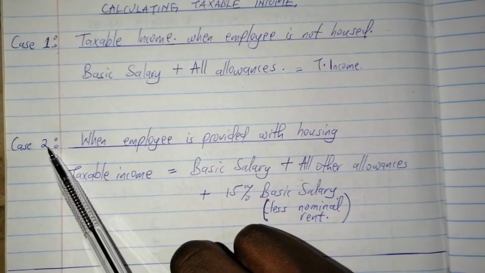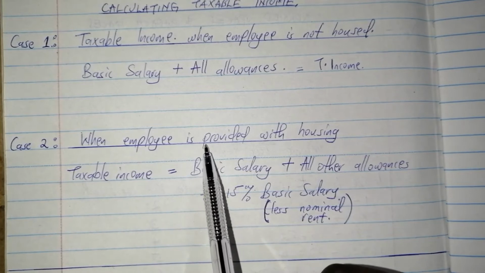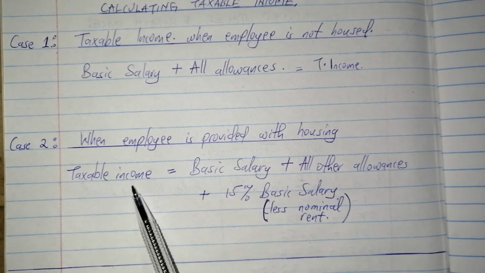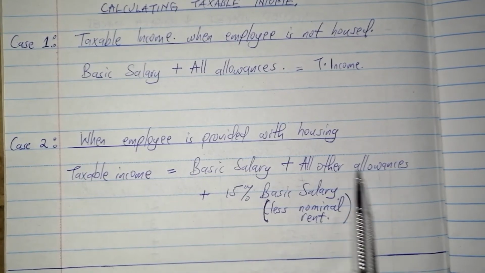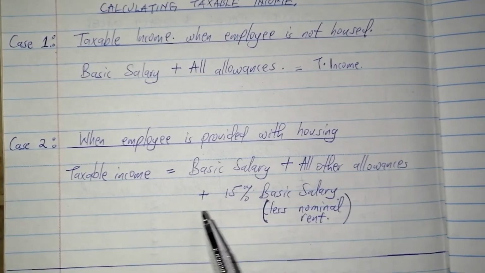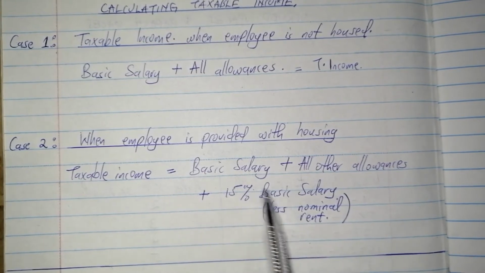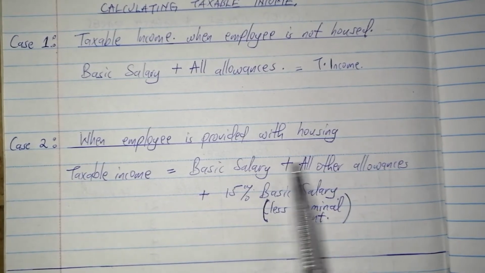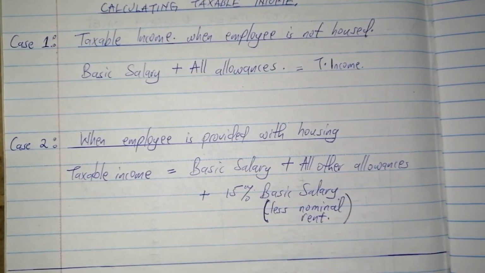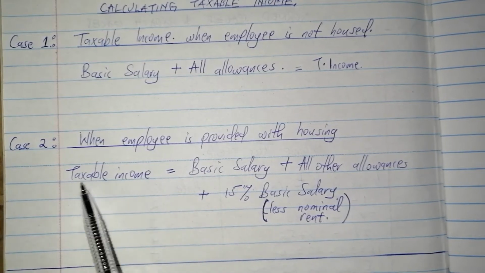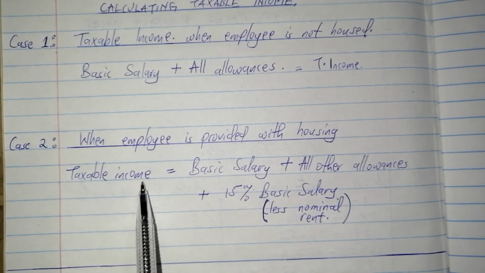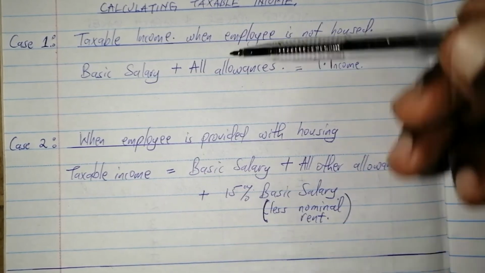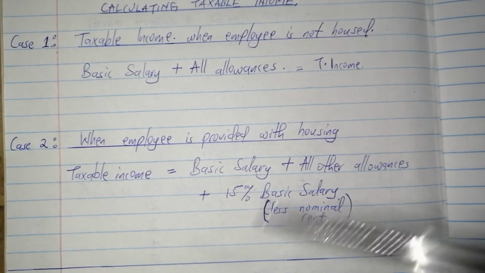And when we look at case number 2, when an employee is provided with housing, the taxable income will simply be basic salary added to all the allowances, and also not forget to add 15% of the basic salary less the nominal rent. When you add all these three, we'll be able to get what we call taxable income. So this is just the first part of this tutorial. You are simply finding out how we can calculate taxable income.